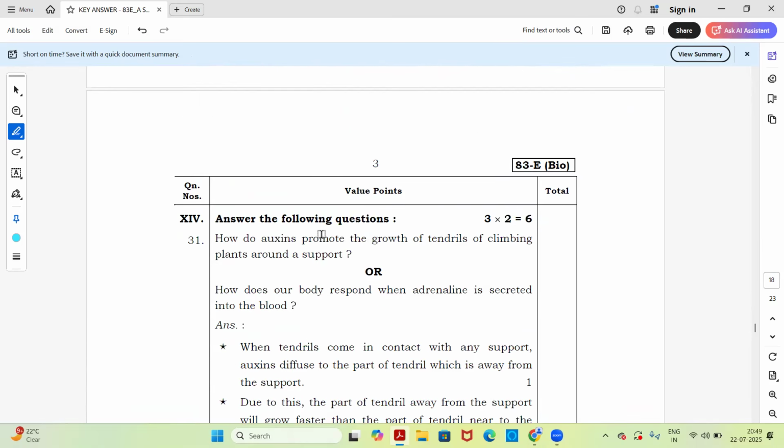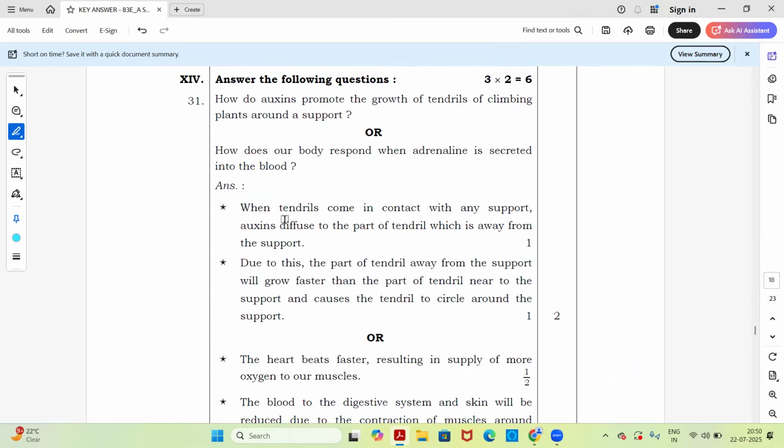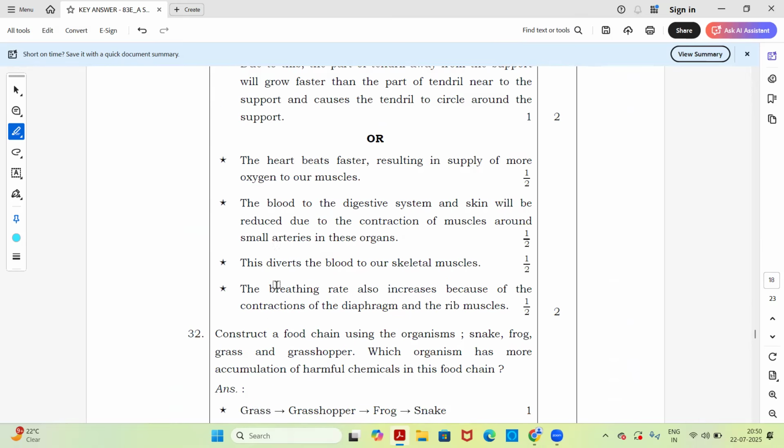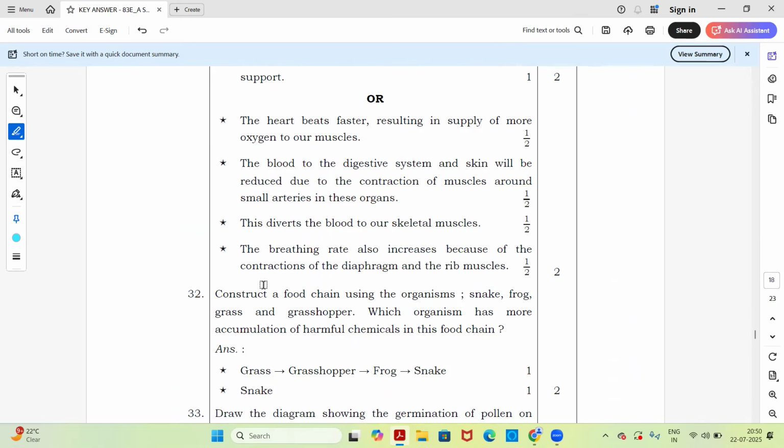Next is a two-mark question. How do auxins promote the growth of tendrils of climbing plants around a support? Or how does our body respond when adrenaline is secreted into the body? So the first answer is given here. Two points are given. And for the next, the body response points are given here. You can pause the video and look at the answers and the key points.